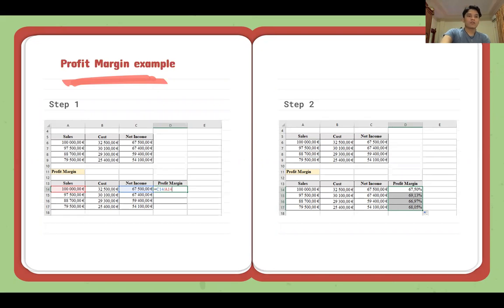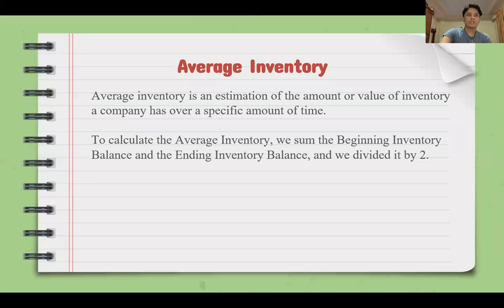And the next formula is average inventory. Average inventory is an estimation of the value of inventory a company has over a specific amount of time. To calculate the average inventory, we sum the beginning inventory balance and the ending inventory balance, and we divide it by 2.